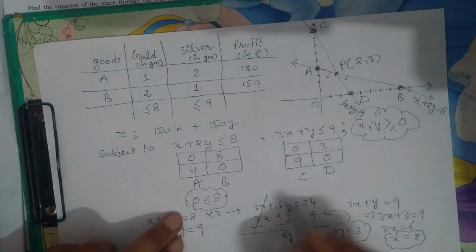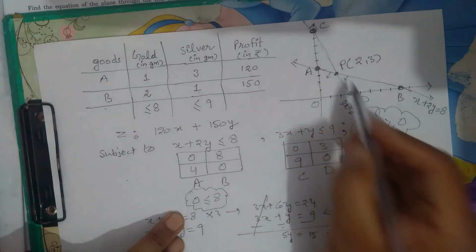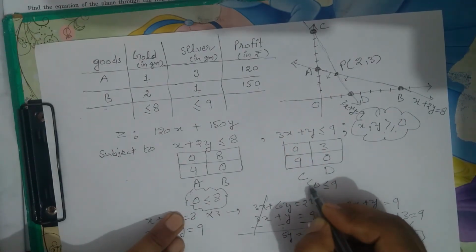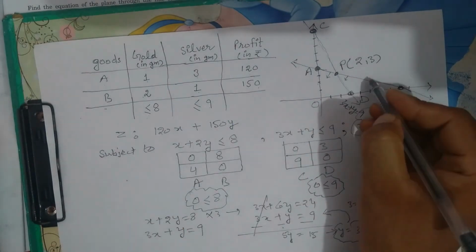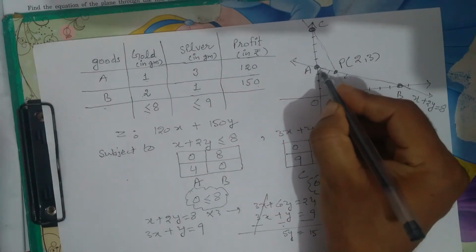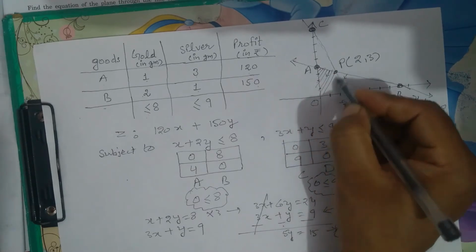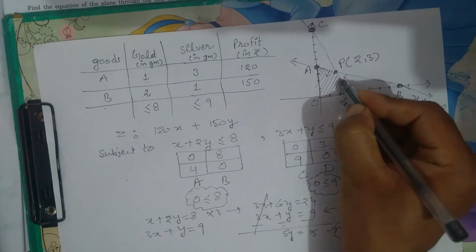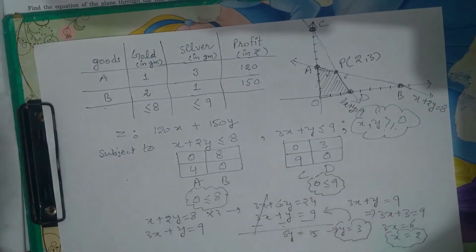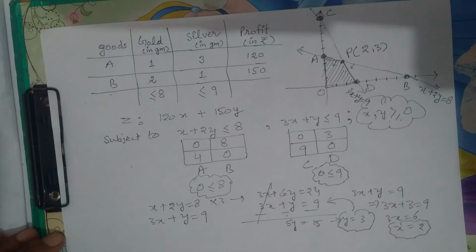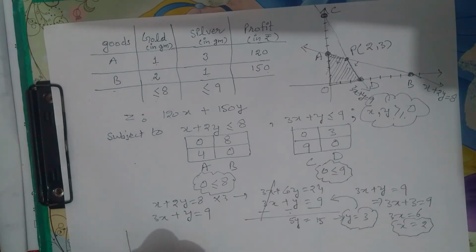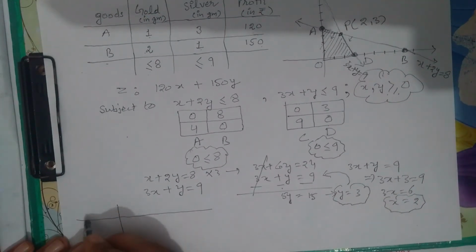Putting 0 0 in the second line also, 0 is less than or equal to 9, this is also true. So we shade towards 0 0, which means this is the bounded region in the first quadrant only. This is the feasible region. Here we find the maximum or minimum value. Now we write here the corner points.